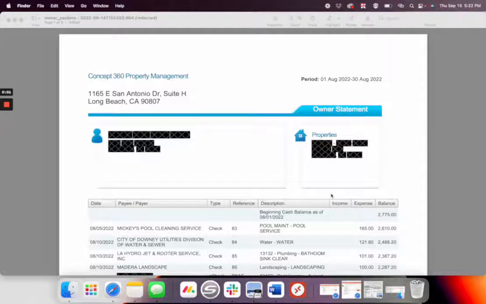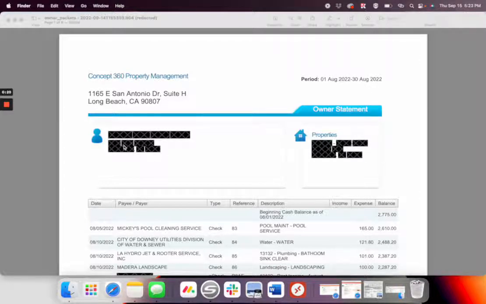Hi there, this will just be a quick tutorial on how to read your owner statement. So the first thing to note is the period here at the top, and this is going to be the date range through which the statement captures. So this particular statement runs from August 1st, 2022 through August 30th of 2022.